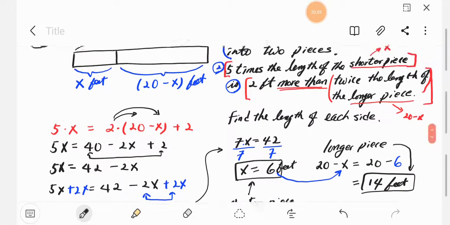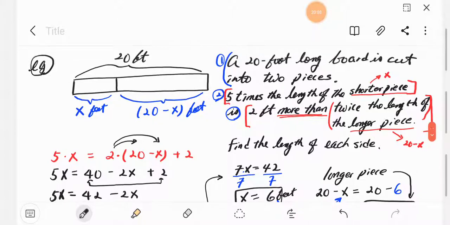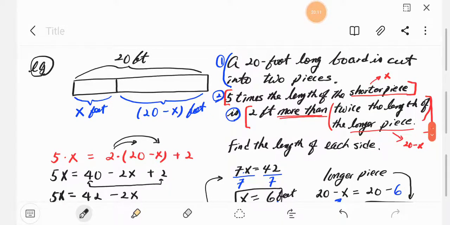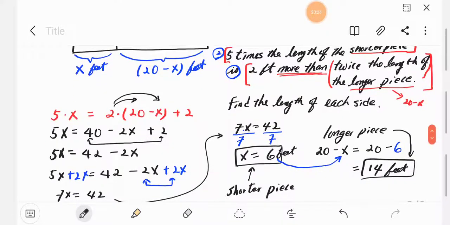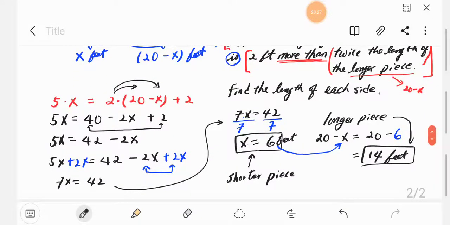Okay. This is not complicated, right? There are two sentences. From the first sentence, we can write the length of the shorter piece and the longer piece. And from the second sentence we can write the equation. Once you find the value of one variable, then find the value of the other variable. Okay, that's it for this section. Please study and review the problems in the exercise in this section.